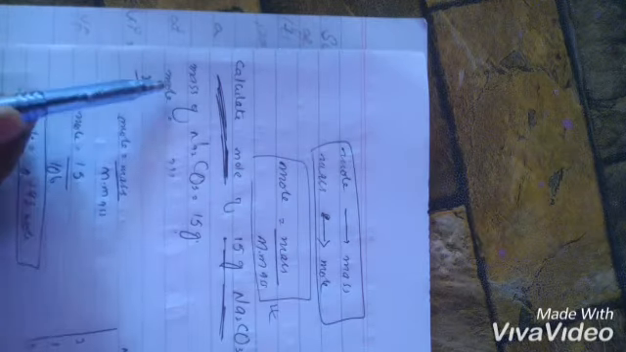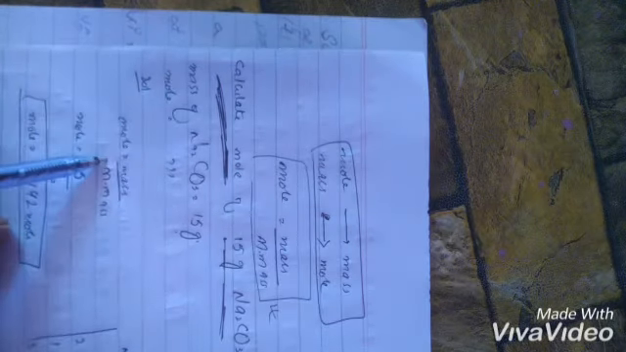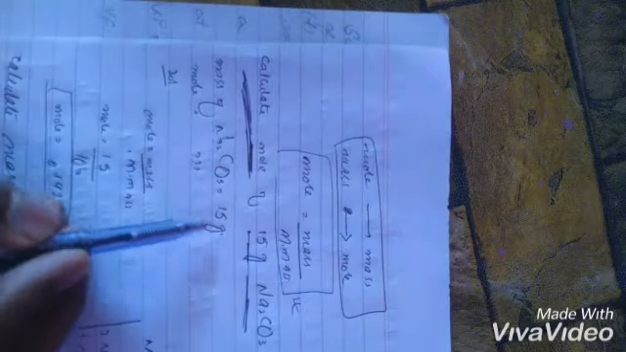Let's consider a numerical. We have to calculate mole, and 15 grams of sodium carbonate is given. Gram means mass. So the mass of sodium carbonate is given, that is 15 gram, and we have to calculate the mole of sodium carbonate. When mole and mass are given, the relation is mole is equal to mass upon molecular mass. Just place 15 gram mass over there.